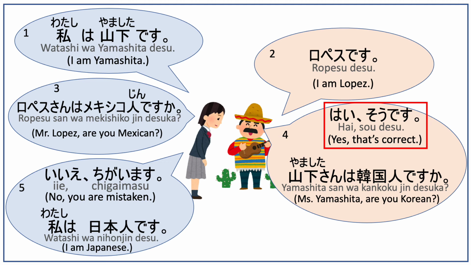Please note, hai, sou desu means, yes, you're correct, you're right. You can use this expression to agree with someone's statement. And iie, chigaimasu means, no, you're mistaken. You can use this expression to disagree with someone's statement.